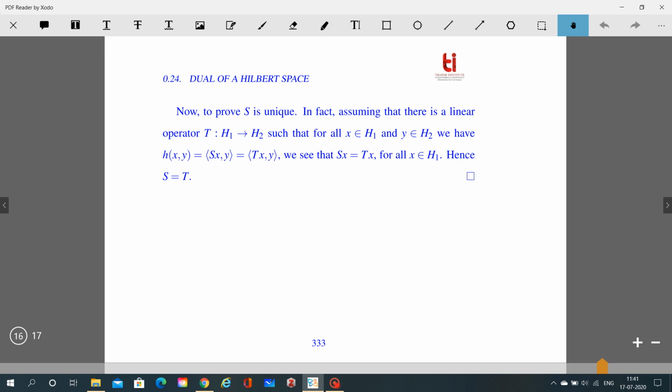Now we prove that this S is unique. In fact, assume that there is a linear operator T from H1 to H2 such that for all x belonging to H1 and y belonging to H2, we have h(x,y) equal to the inner product of Sx comma y, which is equal to the inner product of Tx comma y. So we see that Sx is equal to Tx for all x belonging to H1. Hence, by the equality lemma that we have already proved, S is equal to T. So we have proved that S is unique.